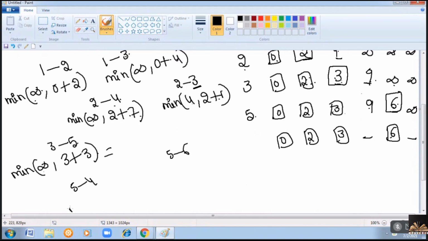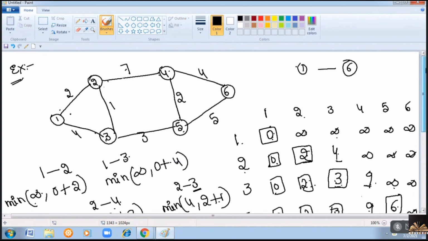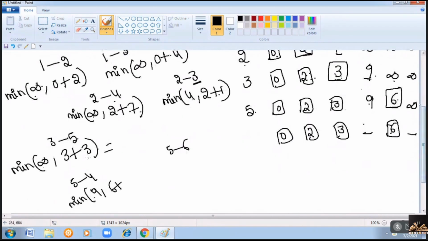So 5 to 4, minimum of, what is the destination value for 4? It is 9, comma. Now the marked value is 6. 6 plus, what is the edge cost of 5 to 4? 5 to 4 edge cost is 2. So minimum of 9, comma 8 is 8. So 9 will change to 8. That's it. Next 5 comma 6.